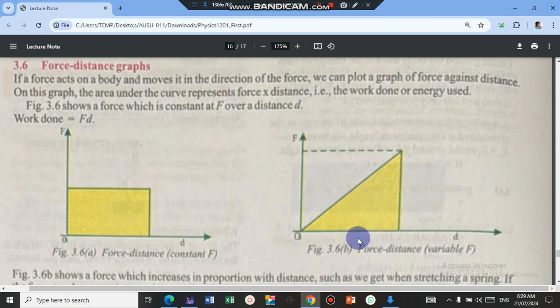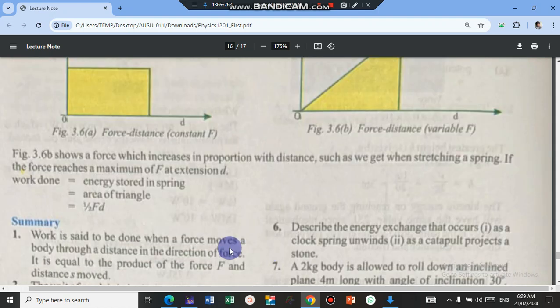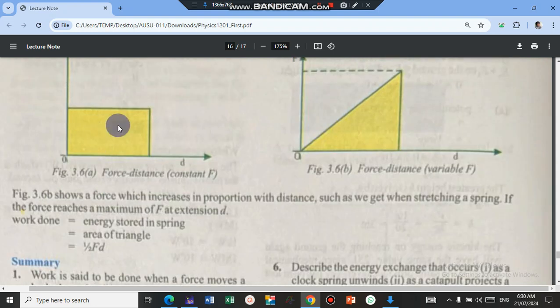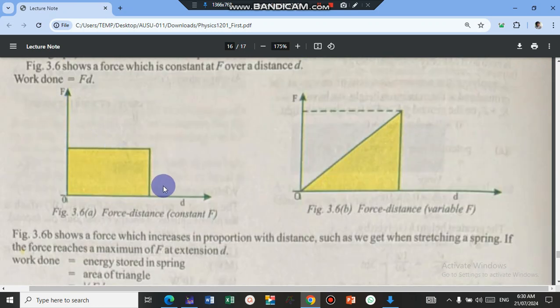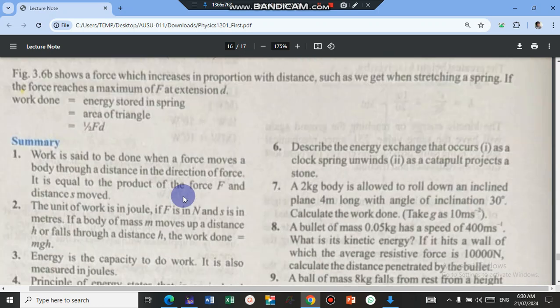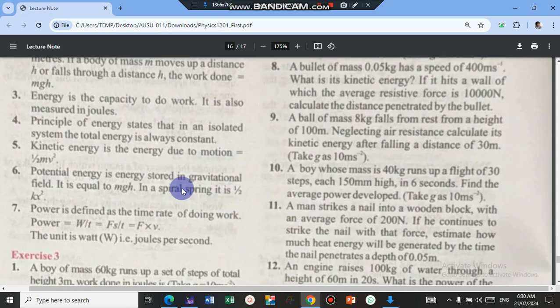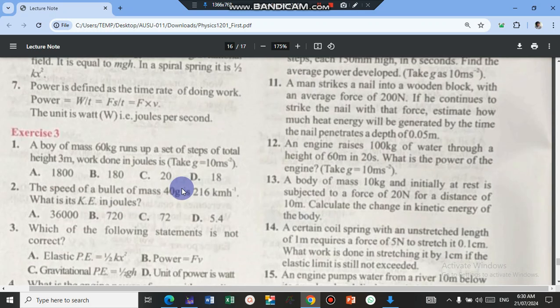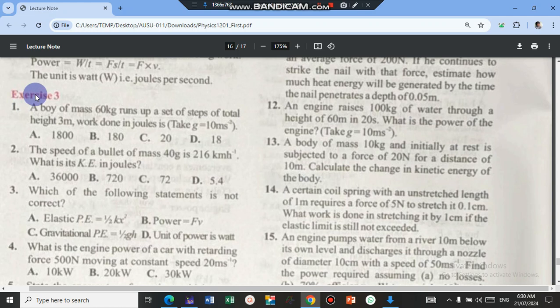If it is a triangle, now the area of this triangle shaded will give us the work done or the energy used. And this is why they say work done equals energy stored in spring and is equal to area of triangle using this triangle. So this will be half FD, okay, because it's a triangle. If it is this one, they will just say FD because it's length times breadth without the half. Wow, so this is a quick summary of what we learned, and then we have exercise here.